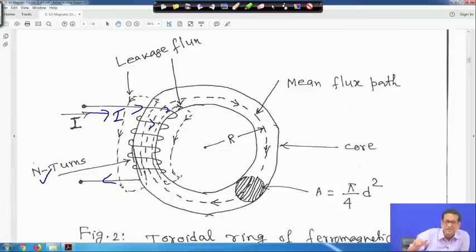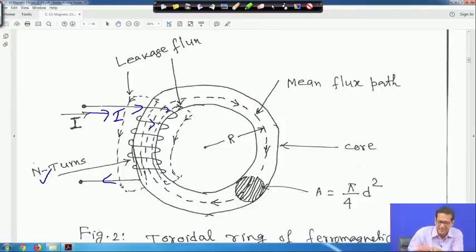So, if you grasp the conductor like this, then this will be the direction of your mean flux path. This is the direction of the flux path, right? If you grab this conductor, this coil, like this, then this will be the direction of the flux path.